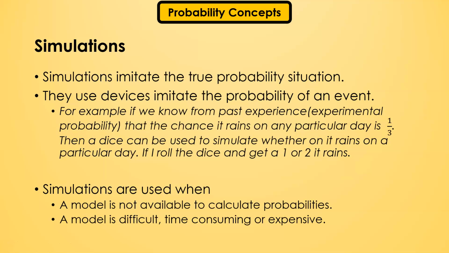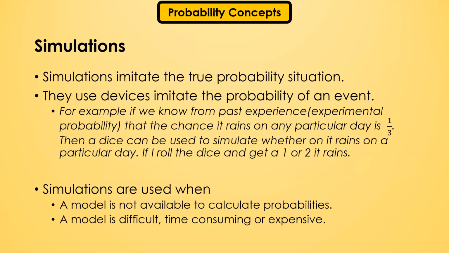Just a bit of background. So simulations imitate the true probability of a situation. They use a device to imitate the probability of an event. For example, if we know from past experience using experimental data that the chance it rains on any particular day is 1/3, then we can use a dice to simulate whether it rains or not on a particular day. And that's if we make the decision that if we roll a dice and we get 1 and 2, we can say it rains. And that's because getting 1 or 2 on a 6-sided dice is the same probability as a third.